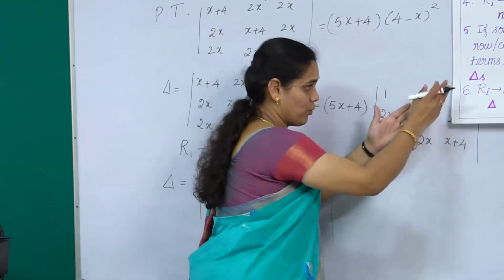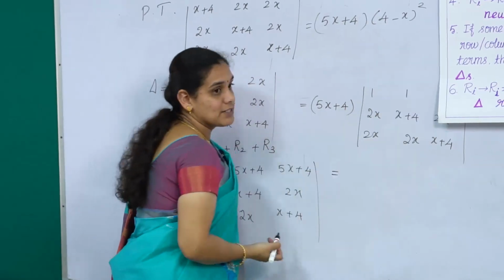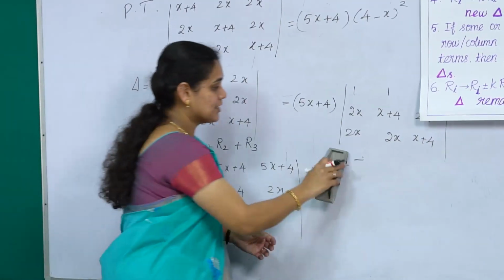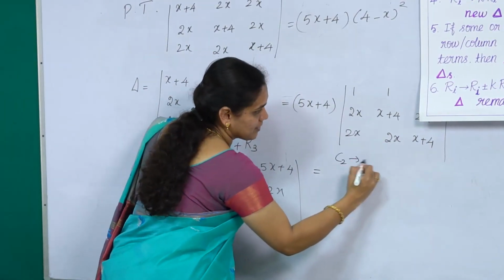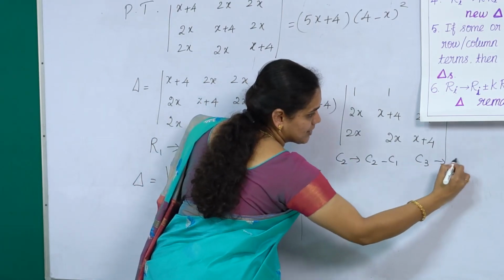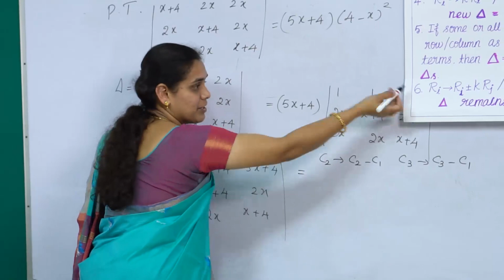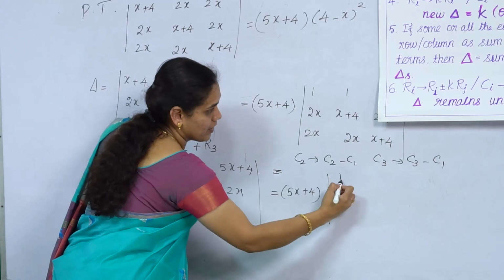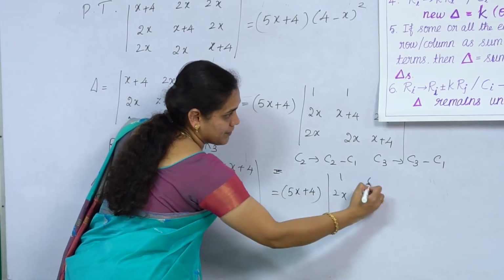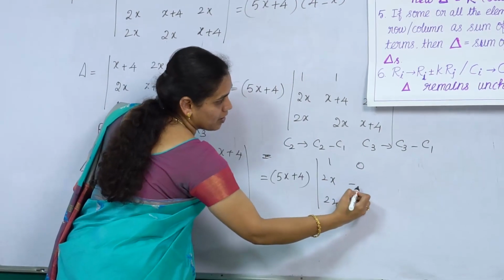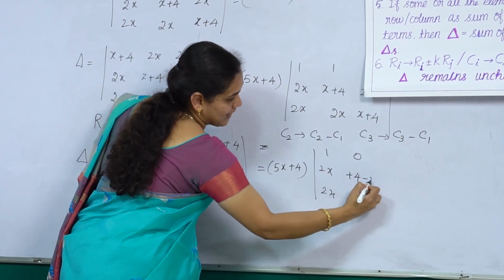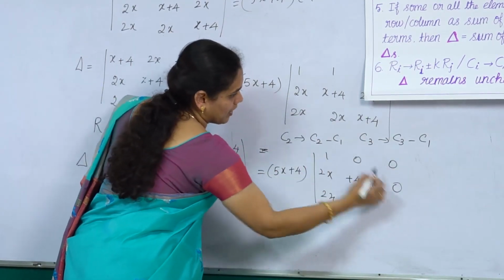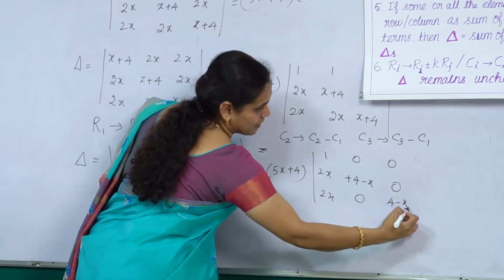And then you will get 1, 1, 1. Then you make any 2 ones to 0. That is C2 as C2 minus C1, and C3 as C3 minus C1. Then it becomes 0. See, we get 5x plus 4 into 1. The first column will not change, 0. If you subtract these two, you get plus 4 minus x, and if you do this, 0. 1 minus 1, 0. This becomes 0. And here, if you subtract, 4 minus x.